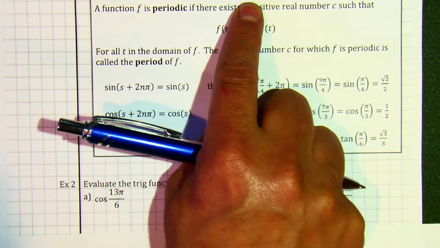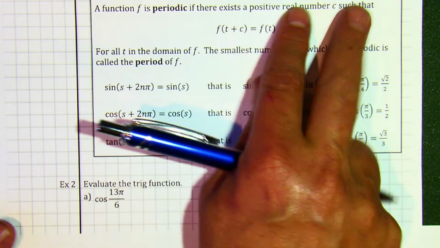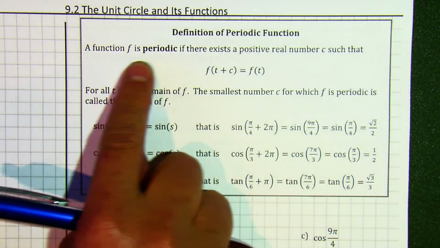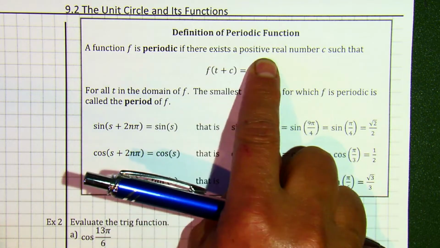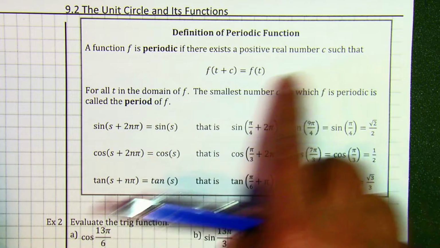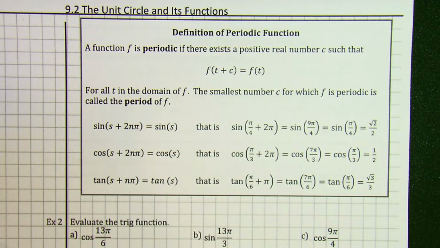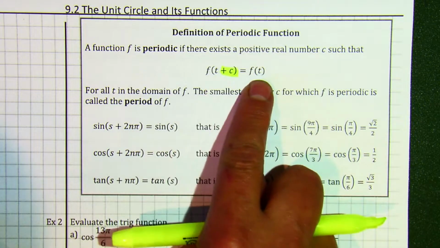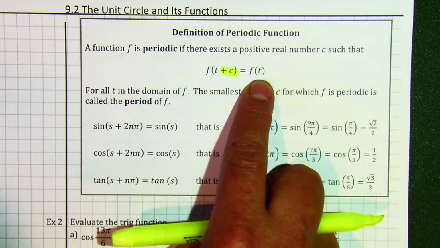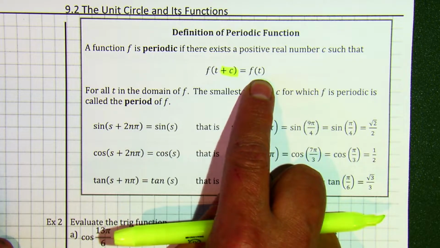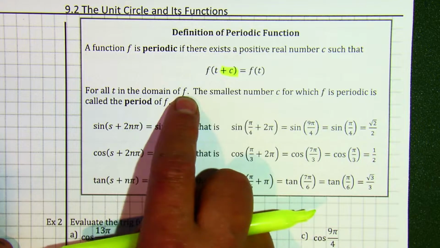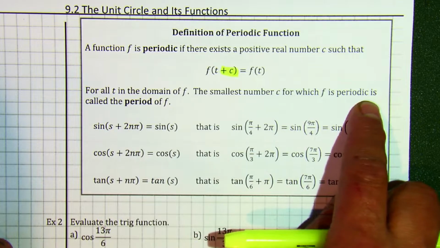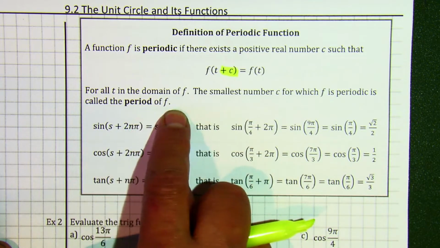So, definition of periodic function. A function is periodic if there exists a positive real number c such that, if there's a value of c, whenever you add c, the function will be the same as if you only had the t. So for all t in the domain of f, the smallest number c for which f is periodic is called the period of f.